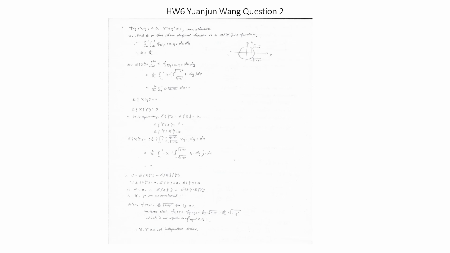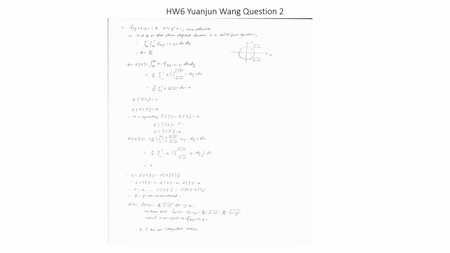And because the function is a symmetric function, we know that E of Y is going to be equal to E of X, which is 0, and the E of Y given X is going to be equal to 0. And we know the E of Y given capital X is going to be equal to 0 as well.